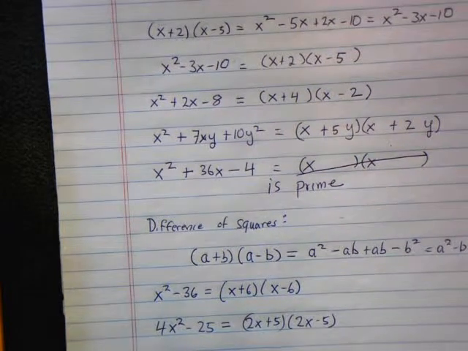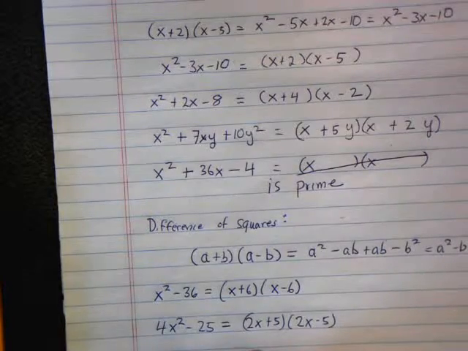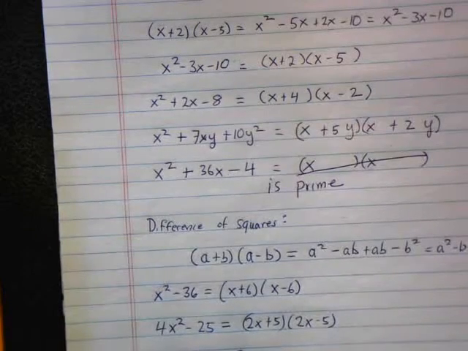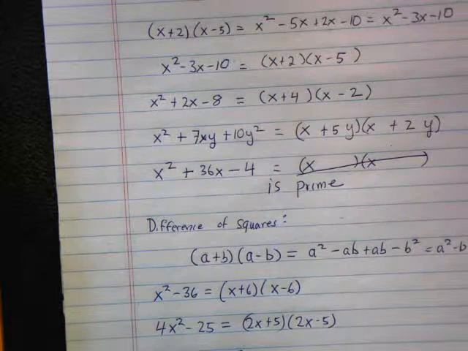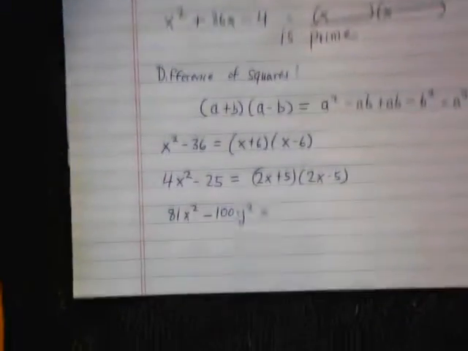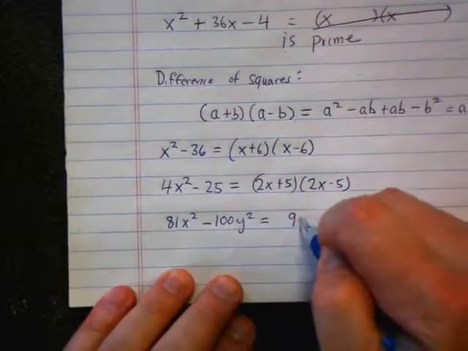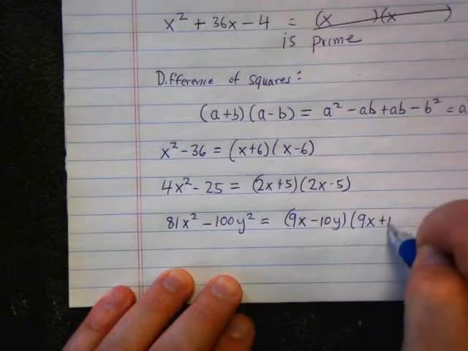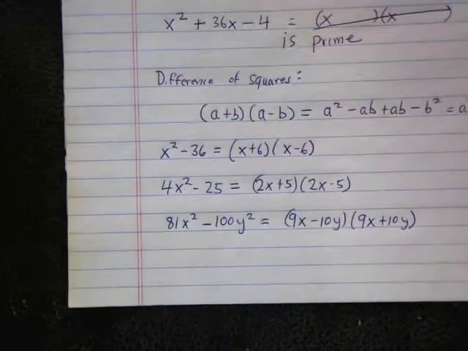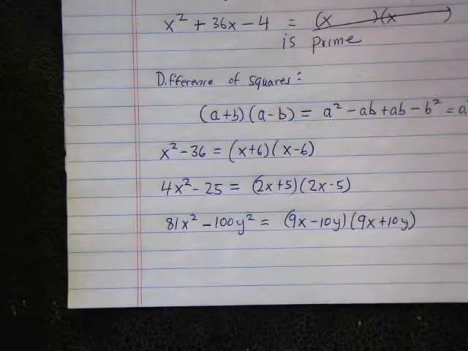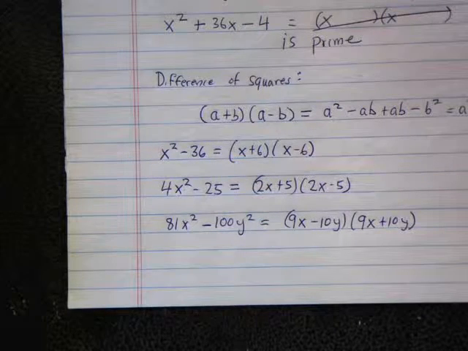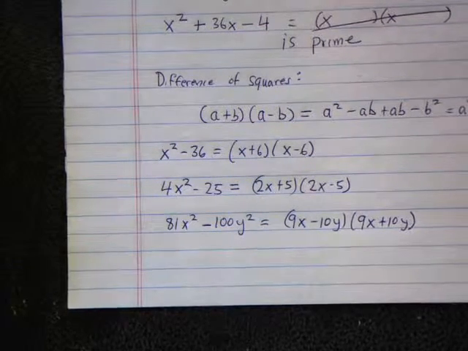What if I gave you 81x squared minus 100y squared? Again, does having 2 letters in there throw you off? Shouldn't. What do you get for an answer? 9x minus 10y? 9x plus 10y. Okay, you did it in the opposite order than I did it. I usually put the plus first and the minus second. Does it matter if you put the minus first and the plus second? No, it doesn't matter which order you put it in. Go the right answer.